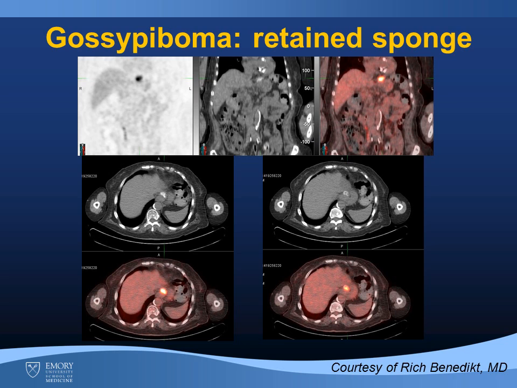This case was sent to me by a colleague, and this is just to show that everything that has uptake on a PET is not necessarily a tumor. This is a sponge that was left in a patient, otherwise known as a gossypoma, and notice the intense FDG uptake that resulted around this foreign body.